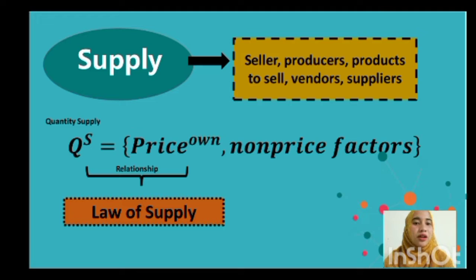So when we talk about the relationship of the quantity of supply and its own price, we will have to talk about the law of supply. The relationship of the quantity supply and the own price is what we call the law of supply. In this discussion, we will discuss what will be its relationship if the quantity supply will increase, and what will happen to its own price. So now we will talk about the law of supply.